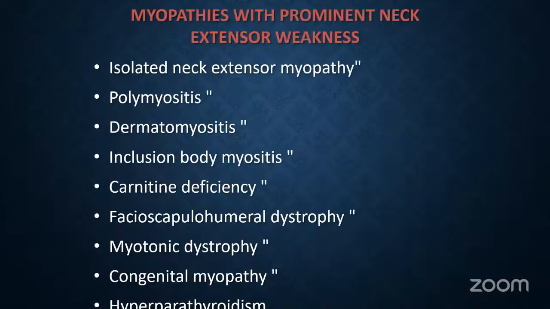Myopathies with prominent neck extensor weakness are isolated neck extensor myopathy, polymyositis, dermatomyositis, IBM, carnitine deficiency, FSHD, myotonic dystrophy, and congenital myopathy.